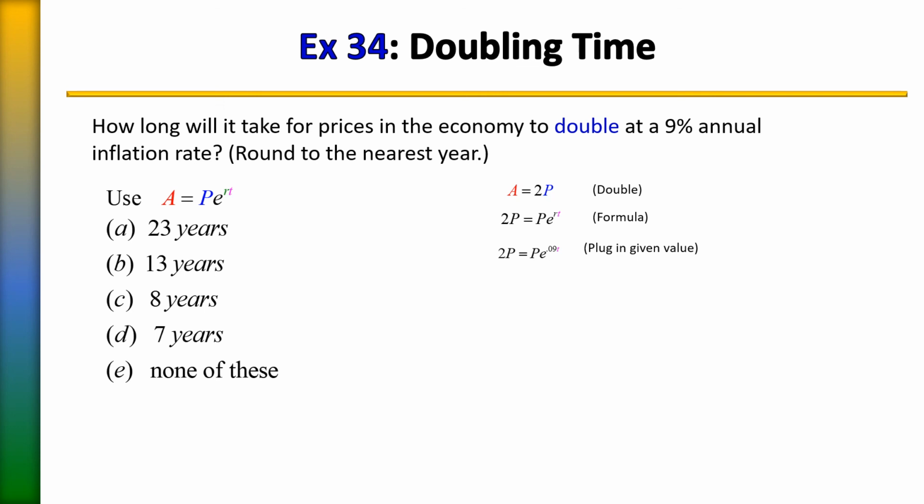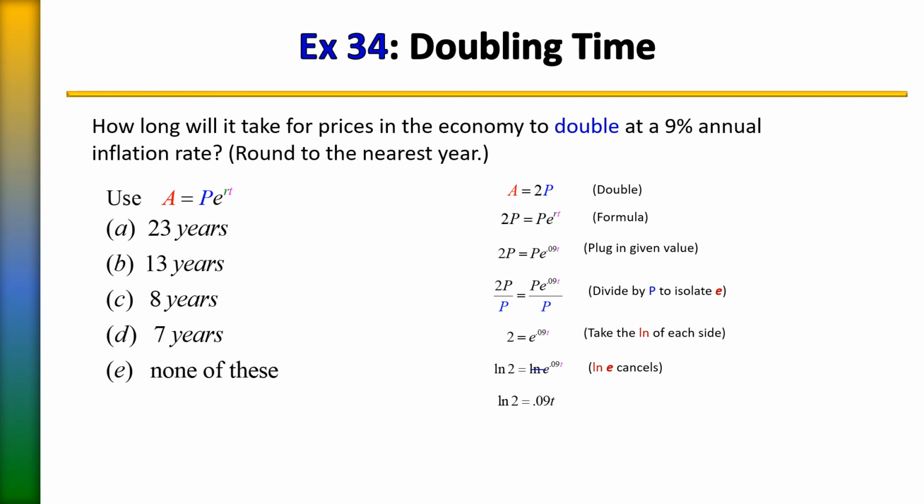So our next step for solving this equation is we want to remove the P, in other words, get e by itself. To do that, we're going to have to divide by P. So whatever you do to one side, you do to the other. Now that we have the e isolated, we're going to take the natural log of each side. Our next step is we're going to go ahead and cancel out the natural log of e, because recall the natural log of e equals 1. So we're left with 0.09t on the right side.